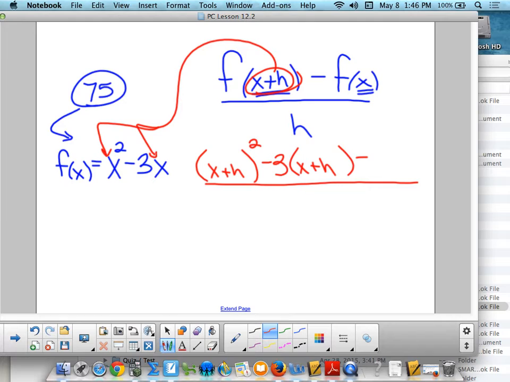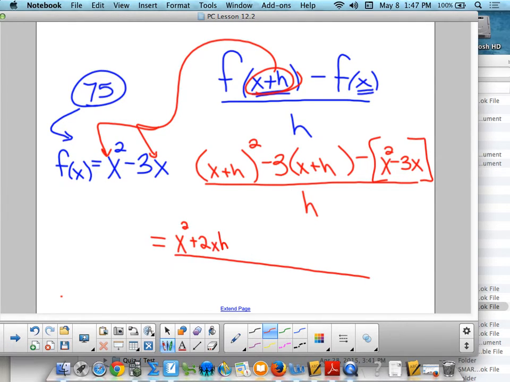Minus f of x. Well, f of x is your function. What's your function? x squared minus 3x. Put that in, over that little tiny h. That's it. Okay, Corey, now it just becomes a lot of algebra. x plus h times x plus h. FOIL it out and you get x squared plus 2xh plus h squared. Distribute the 3 through. Minus 3x minus 3h.